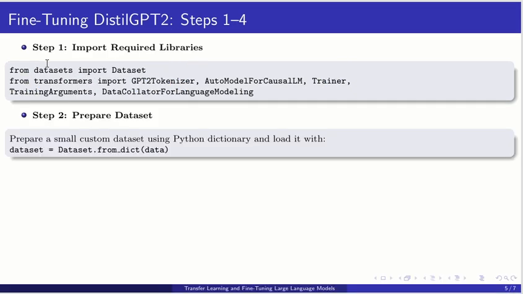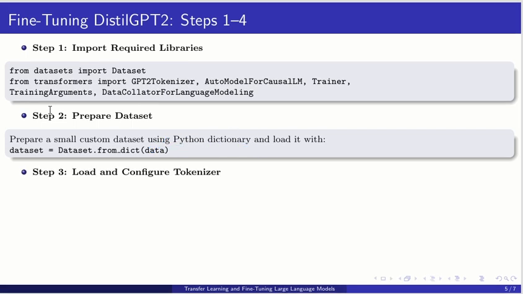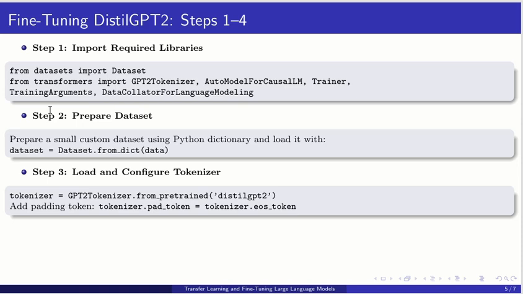Second, prepare the dataset. I have taken 10 sentences about me, in just a dictionary, you can say. Third step, load and configure the tokenizer. You will require a tokenizer to make tokens of your data. So GPT-2 tokenizer, and you will take it from DistilGPT-2. You can also add padding.